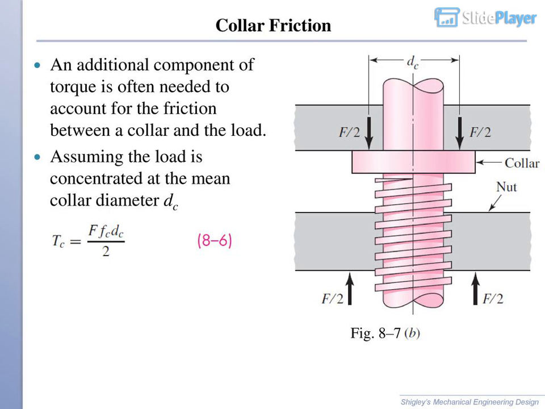Collar friction. An additional component of torque is often needed to account for the friction between a collar and the load, assuming the load is concentrated at the mean collar diameter d_c. Figure 8.7.